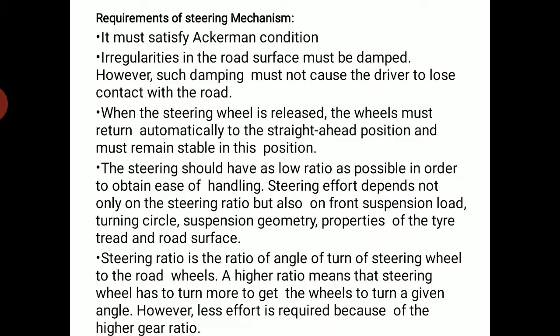Now requirements of the steering mechanism: it should satisfy Ackermann conditions. Irregularities in the road surface must be damped. However, such damping must not cause the driver to lose contact with the road. When the steering wheel is released, the wheels must return automatically to straight ahead. This is very important, and they must remain stable in this position. The steering should have as low a ratio as possible in order to obtain ease of handling. Steering effort depends not only on steering ratio but also on front suspension load, turning circle, suspension geometry, which we have already discussed, and properties of the tire tread and road surface.